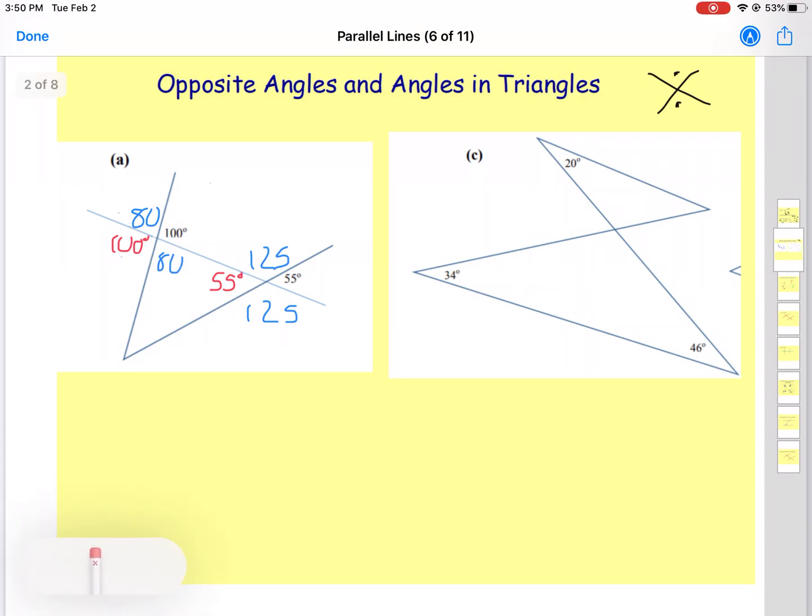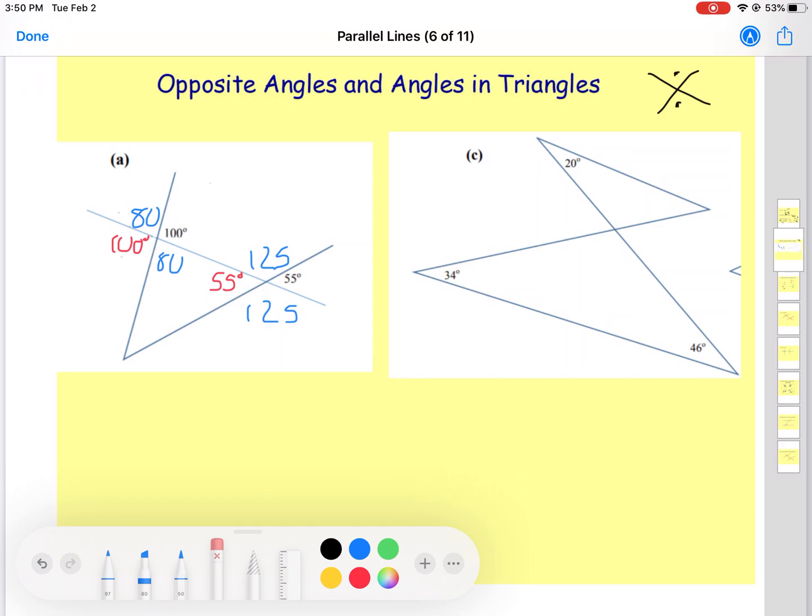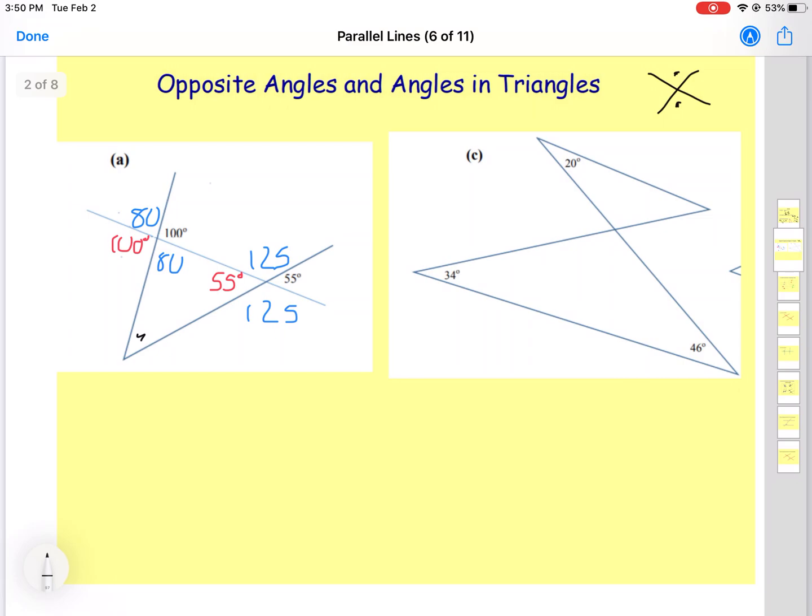Now lastly, for the last angle to fill in, I have got an angle down the bottom there, which is in a triangle with 80 and 55. So 180 subtract 55 subtract 80 will give us that angle down there, which will be 45 degrees. Okay, so it's opposite angles, but we're also looking at angles in a triangle as well.